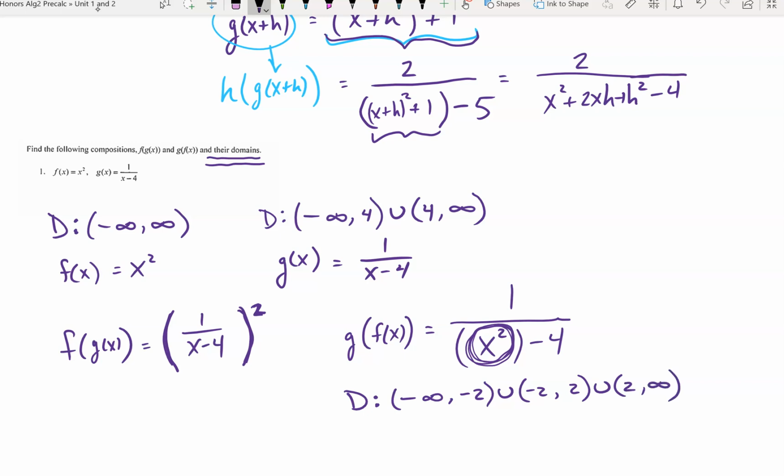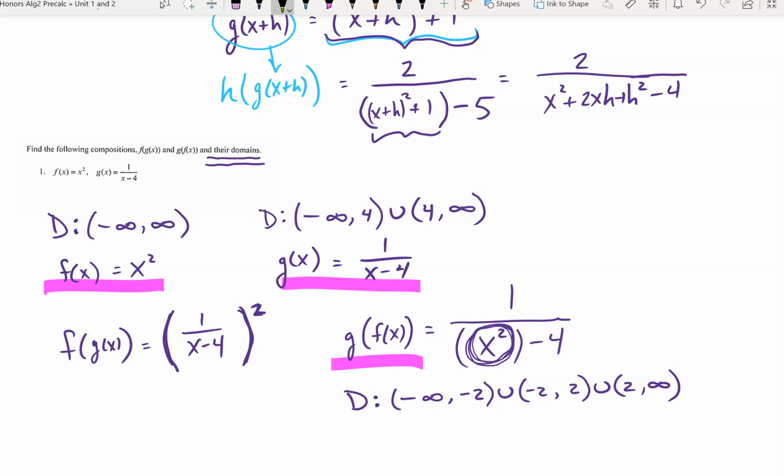So you see how the composition can change what your resulting domain is in each case of the original functions and then of your composition. Okay, so there's some discussion there.